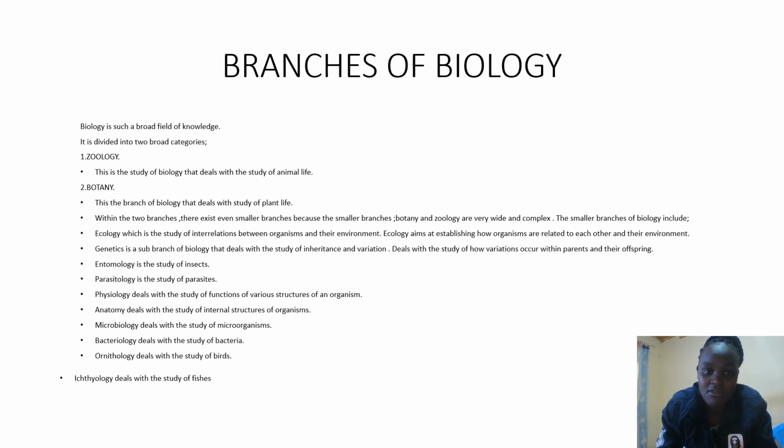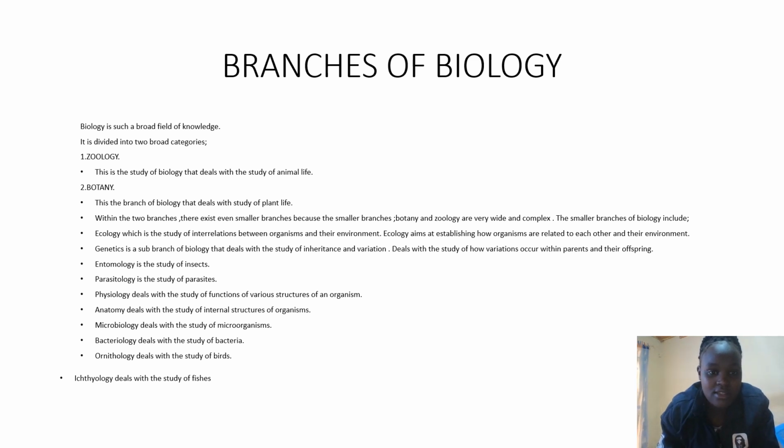Zoology, this is the study of biology that deals with the study of animal life. Zoology enables us to know different organisms in different environmental conditions, such as the cows, the monkeys, the elephants, goats, sheep, etc. Zoology also enables us to study how these organisms are adapted to their environment. Like, for example, why is a cow domesticated and the reasons why other organisms such as elephants and lions are not domesticated but they live in forests.